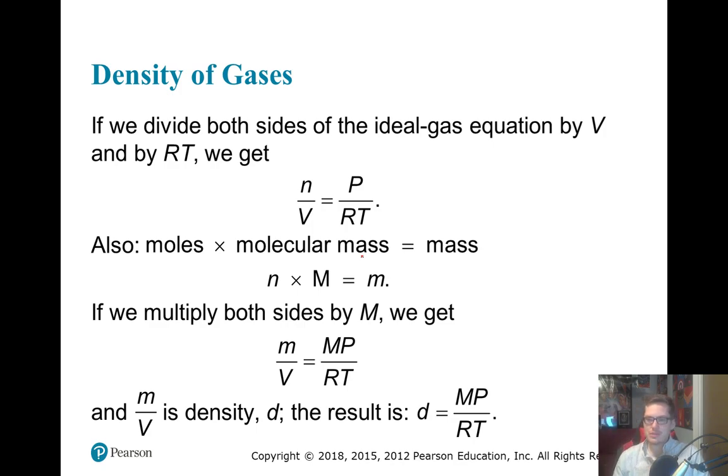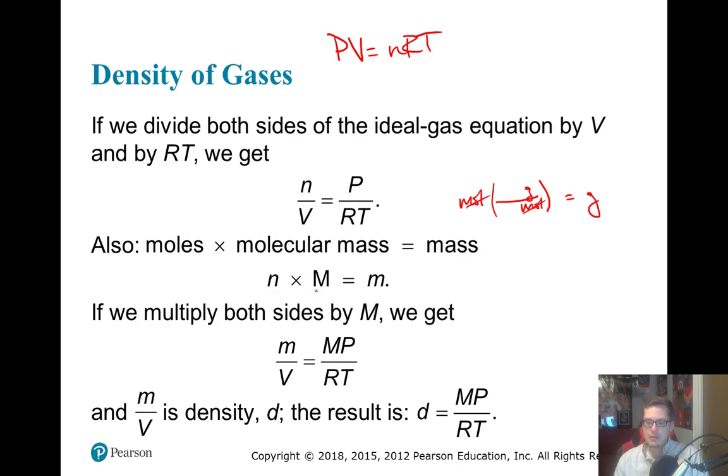If we divide both sides of the ideal gas equation by V and RT, we get this. We started with PV equals nRT. If we divide by RT, that'll go over here, and we divide by volume, that'll go over here. And so we get n over V equals P over RT. Now hold this in your head for just a second and remember this fact: if we start with moles and we multiply by the molar mass, which is in grams per mole, the moles cancel and you're just left with grams. That makes sense. So moles times the molar mass gives us the mass.